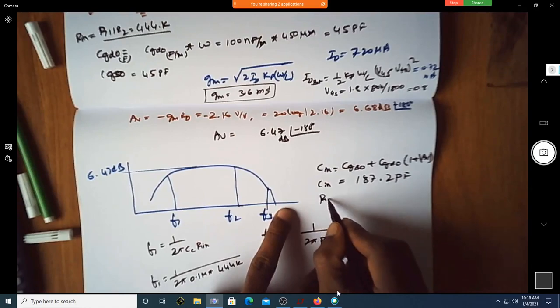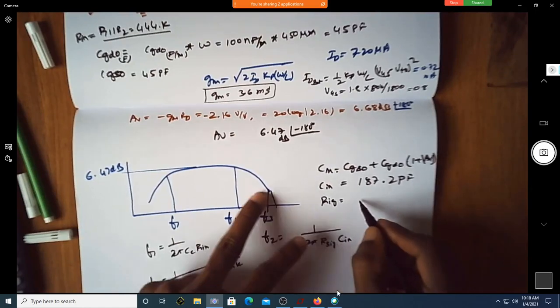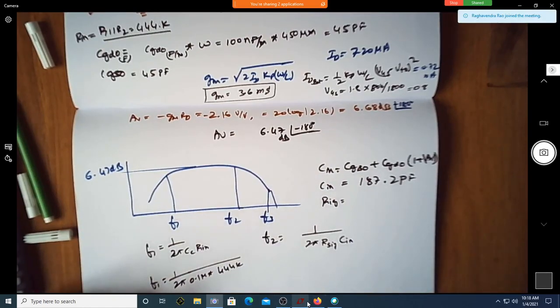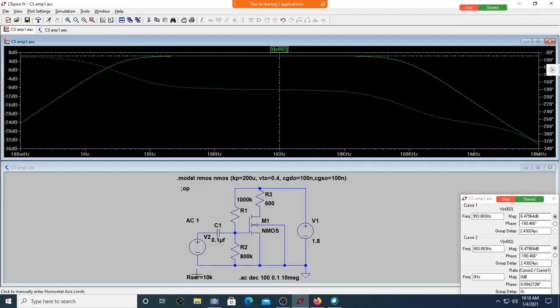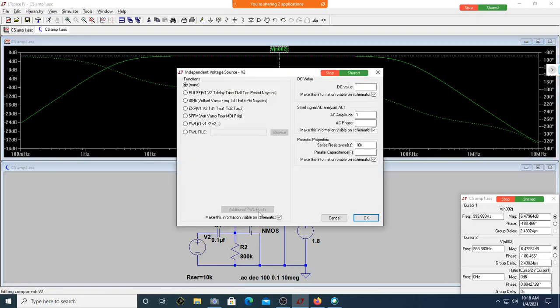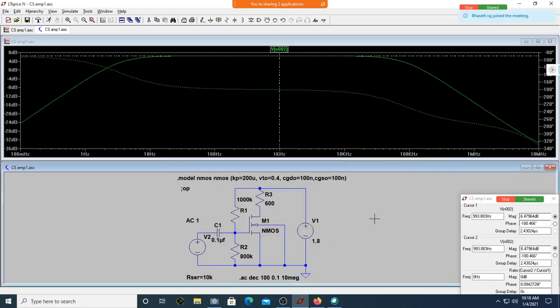R signal, you can see this is a signal resistance, a source resistance of the signal, which we considered as 10k. That can be edited here. Can you see here? Parasitic properties of this source having an AC magnitude equal to 1, the series resistance is 10k. So this is like your source resistance. So I will make this R signal 10 kilo ohms. Can somebody calculate what is this F1 and F2?